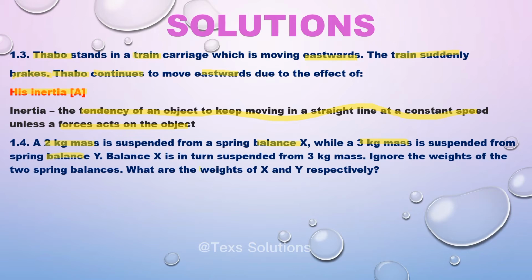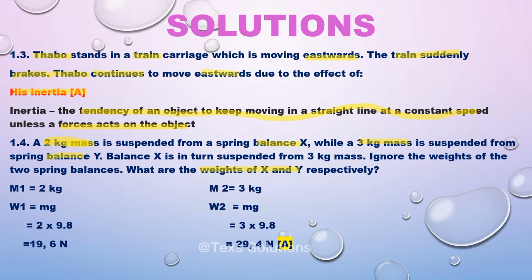Okay, what are the weights of X and Y? So we're looking for the weight of the 2 kilogram mass and the weight of the 3 kilogram mass. All right, if an object has mass, it has the force of gravity acting on the object. So we're going to use weight is equal to mass times gravity. So 2 times 9.8, your weight 1 is 19.6.